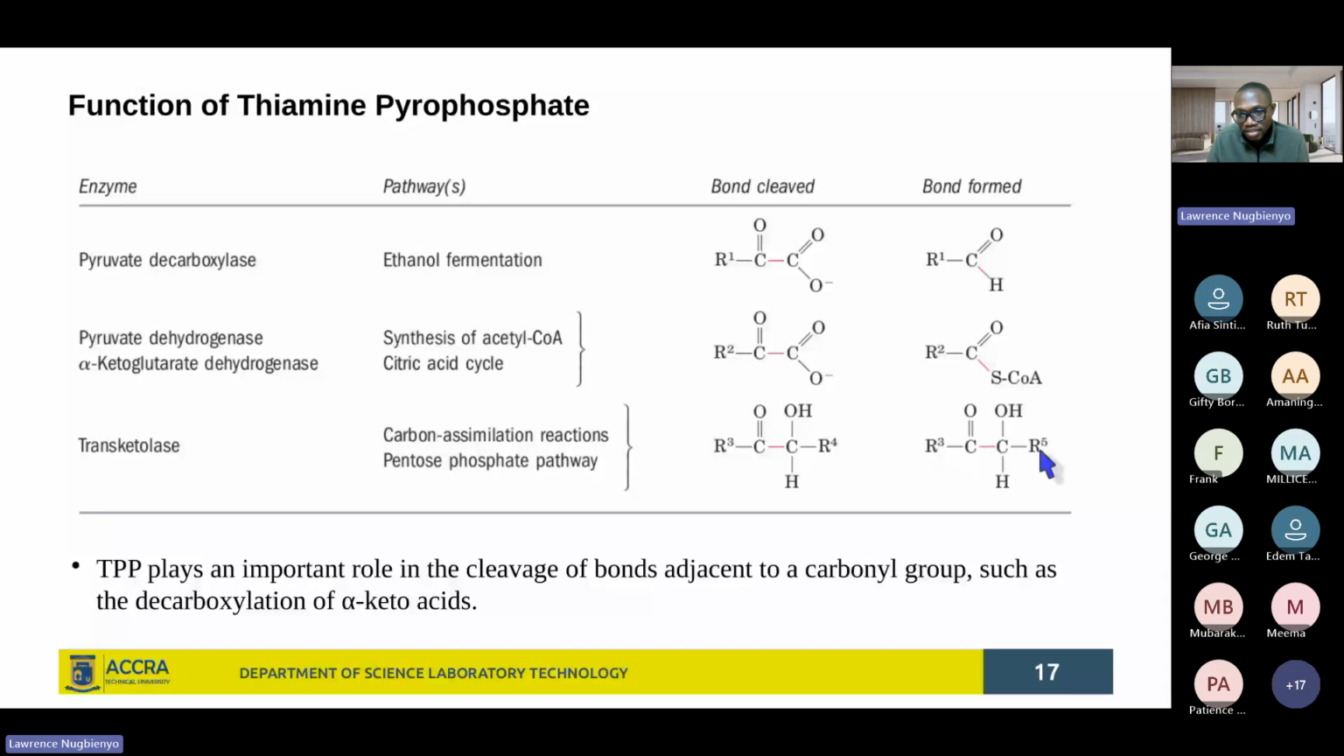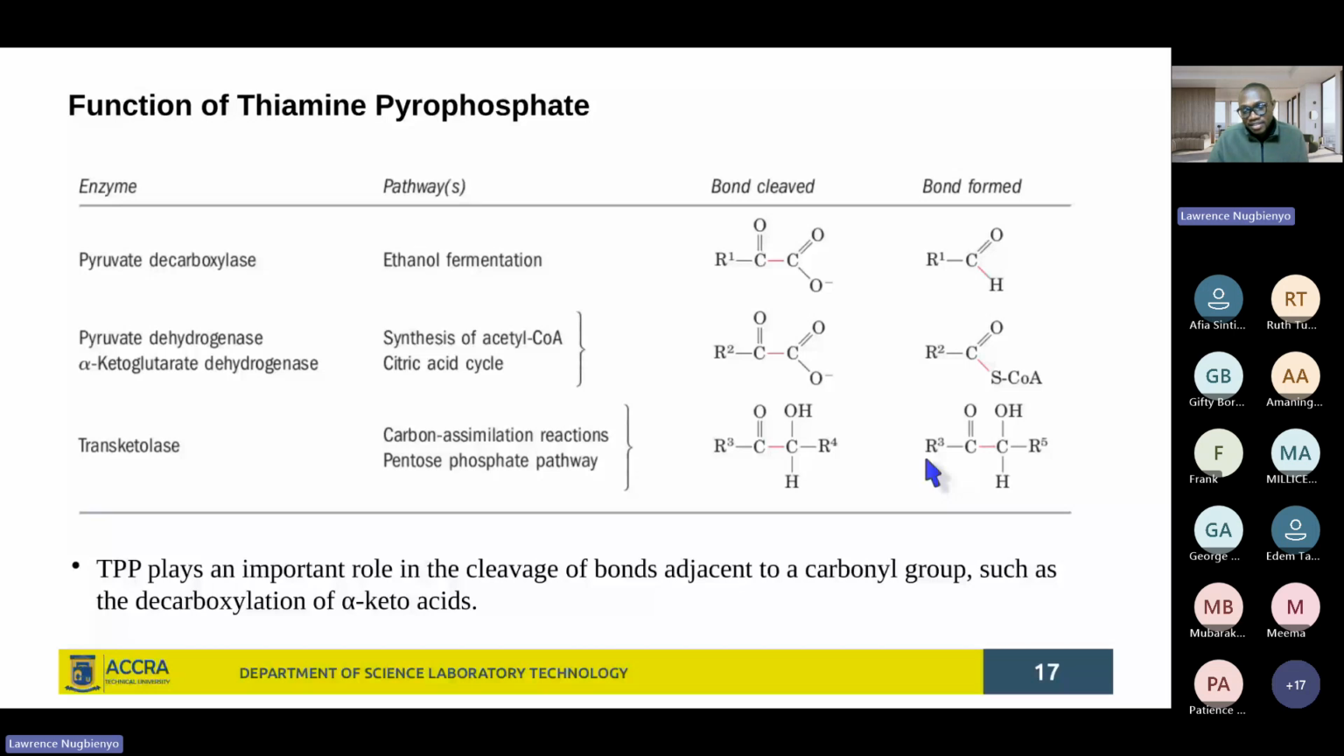The side chain can be different. That's why you have R4, but here you have R5. That can be different. So you find this in the breakdown of bonds that are between carbonyl groups. So you find this like in a decarboxylation of what we refer to as keto acids. We'll see more when we are taking each of these metabolic processes, like in lipids, for instance. We'll come across it somewhere.